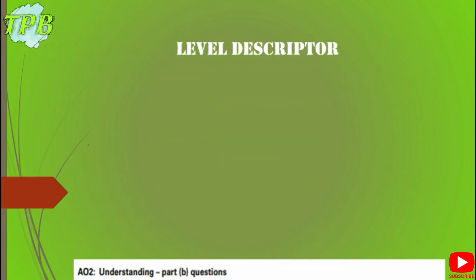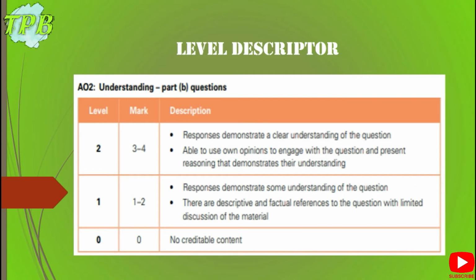Here you can see the level descriptor. Assessment objective 2, the understanding question, is based on level 4. Level 0 is having no relevant answer, so no mark is credited. Level 1 contains 1 to 2 marks and the response demonstrates some understanding of the question. There are descriptive and factual references to the question with limited discussion of the material.